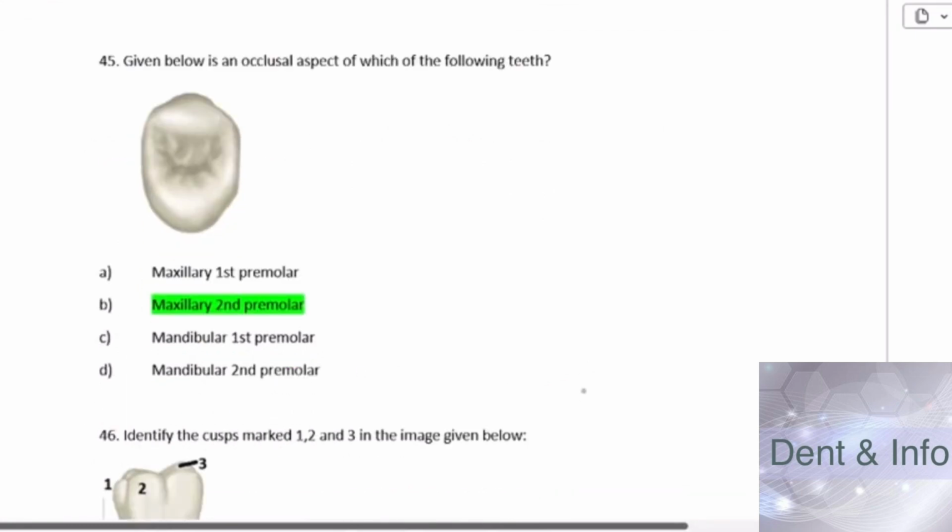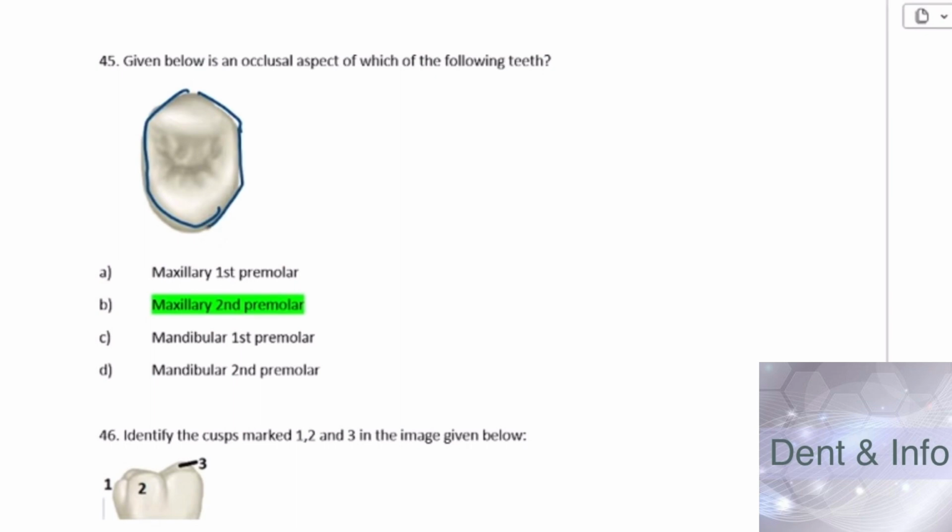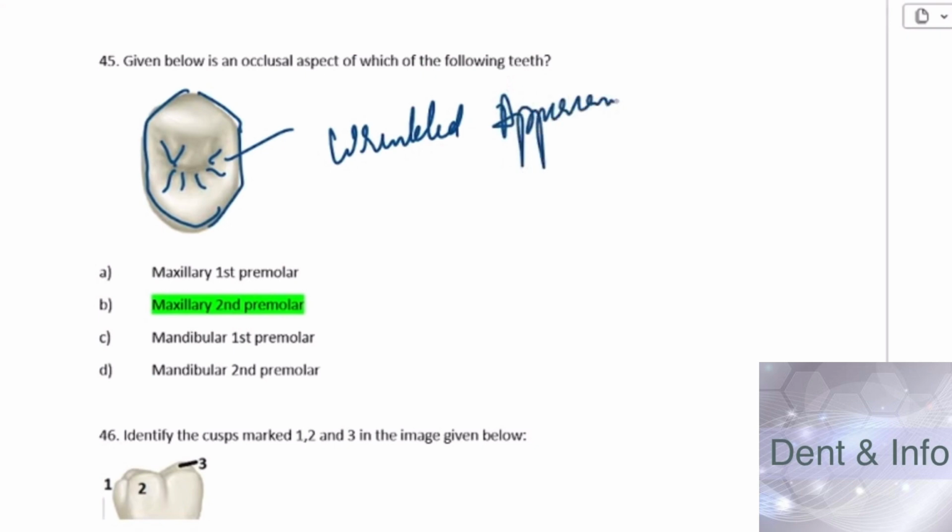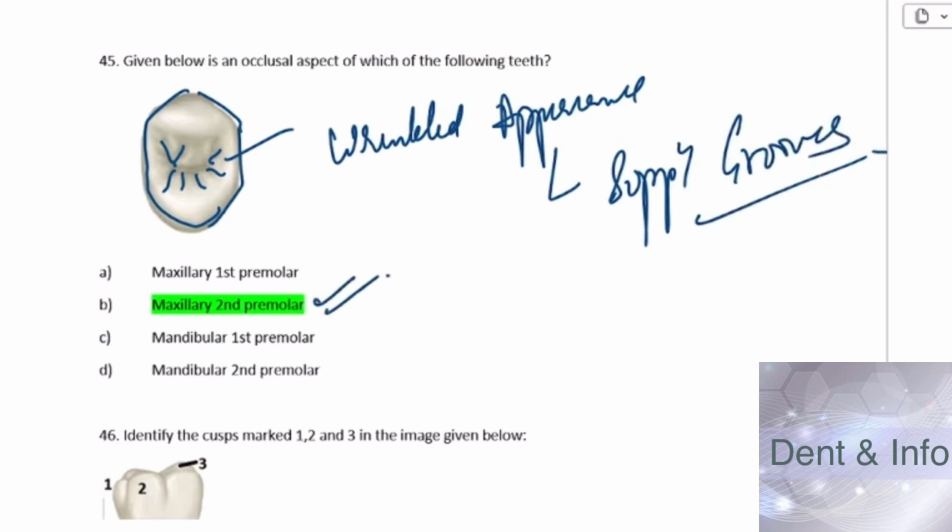Next, given below is an occlusal aspect of which of the following? Now, roughly hexagonal, not exactly. So it cannot be maxillary first. Closest to first is maxillary second premolar. More rounded, more curved, less angular, means angles are not that prominent. And you could see some supplementary grooves also. These supplementary grooves give a wrinkled appearance because of lots of supplementary grooves. That is maxillary second premolar.